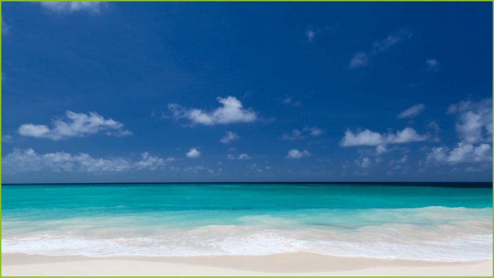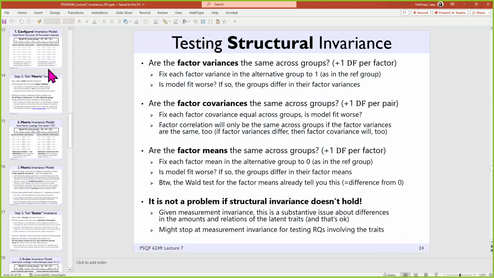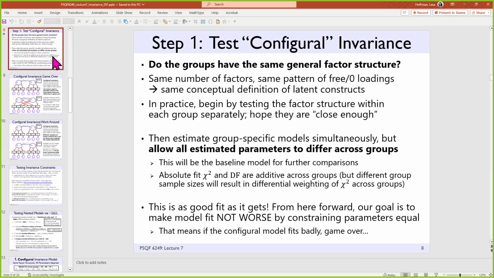So what's the first one? What's the first level that you have to pass in order to keep going? It starts with a C. Give you a hint. It's whether your factor configuration is equal across groups. Configural, yeah. So that is the idea of factors having basically the same intent across groups. So let me get to step one.